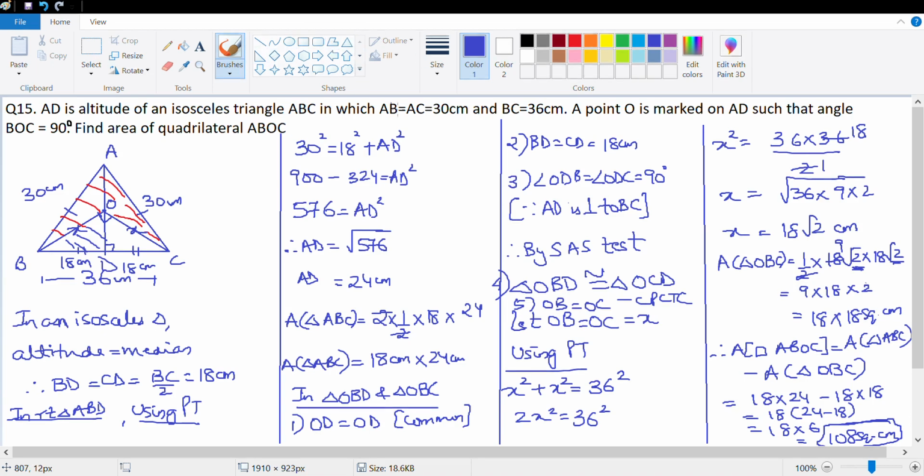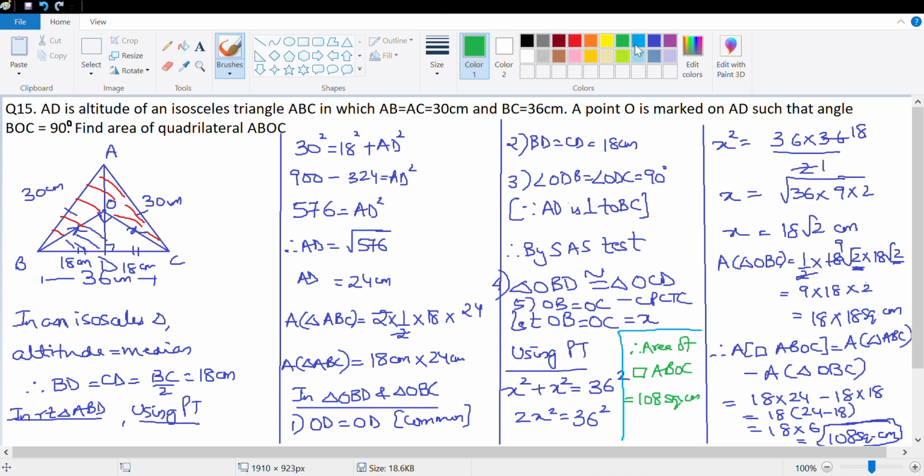I have no place to write my final answer, so let me just write it in a separate place here. Let me just make a border here and let's write the answer. Therefore, area of quadrilateral ABOC is equal to 108 square centimeter.